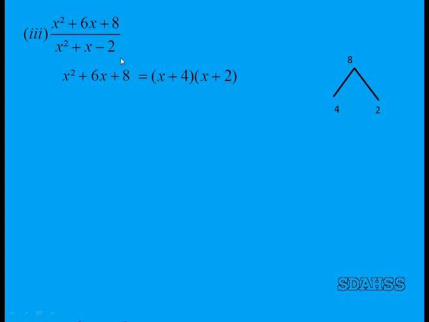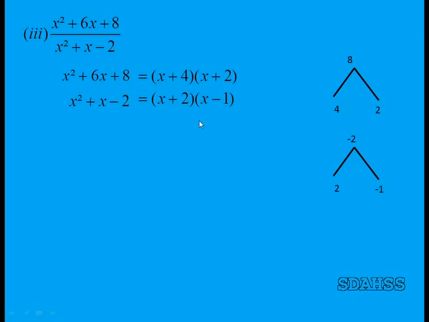Consider the denominator, x square plus x minus 2. Here the sum is 1 and the product is minus 2. The product minus 2 can be written as 2 and minus 1. So if you add, you will get 1. If you multiply, you will get minus 2. So it can be written as (x plus 2) into (x minus 1).